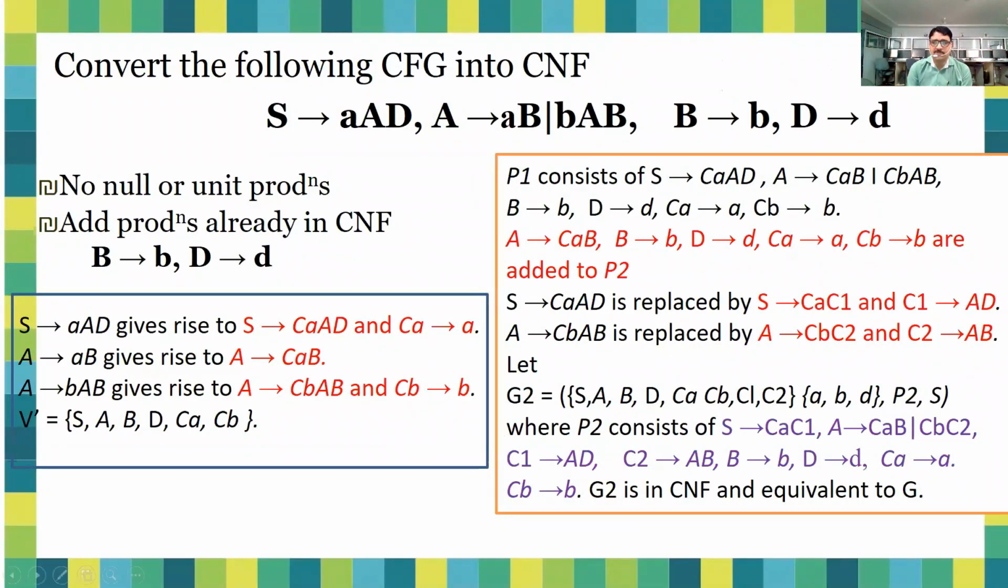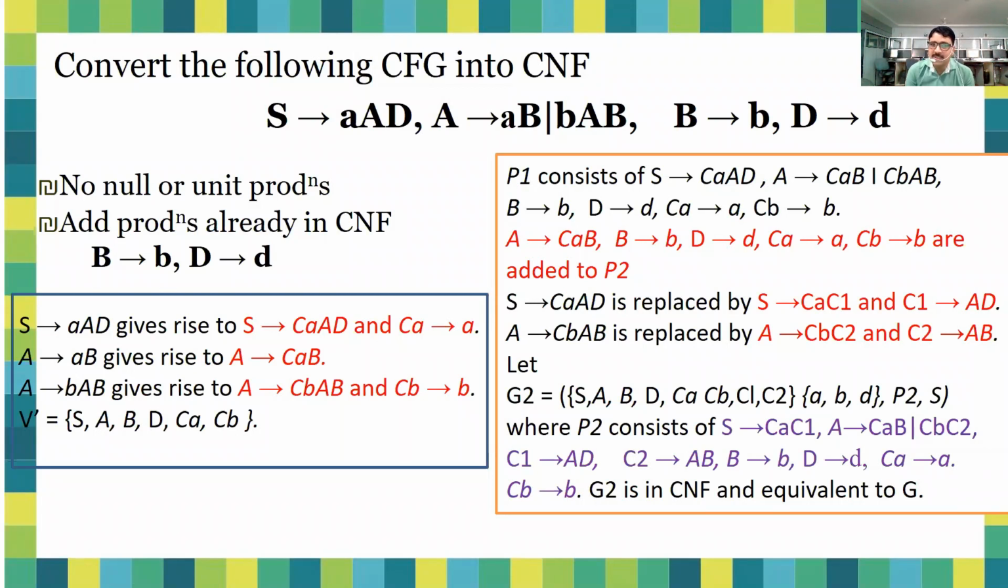Suppose a context-free grammar is given to you: S to AD, A to AB, B to BAB, B to b, and D to d. These are the productions of the context-free grammar. Now we have to convert it into Chomsky normal form. So we have to follow all three steps.